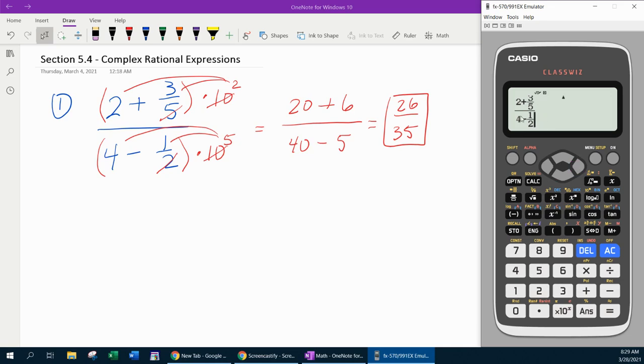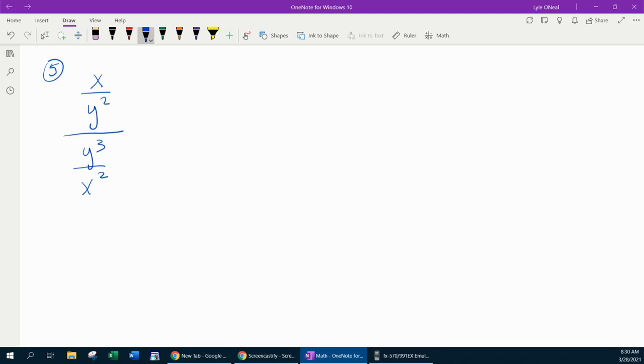Notice it can't even really show it all at one time here, but if I hit equals, it is going to do all of this work for me and give me the fraction in lowest terms. So the class whiz handles these complex rational expressions. However, when it's algebraic, the class whiz is kind of useless. Next example, number 5. Here again, we have a complex rational expression.